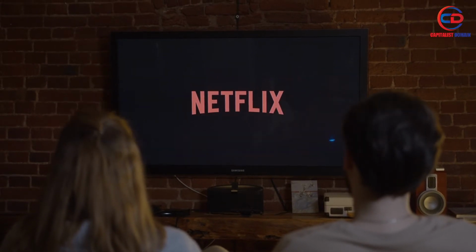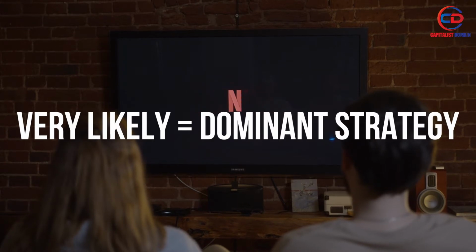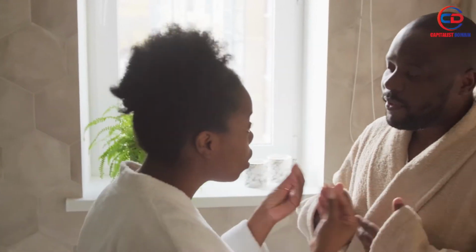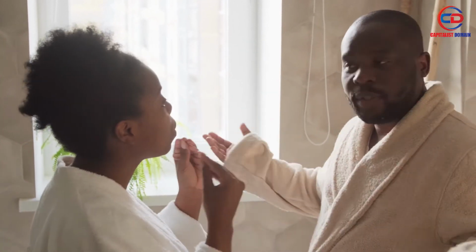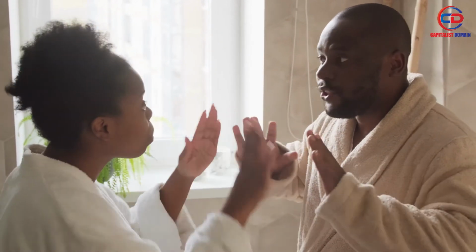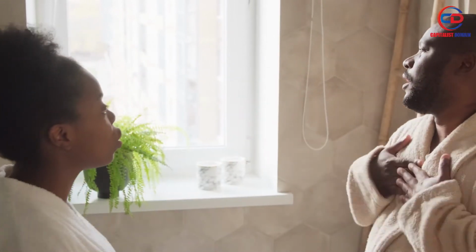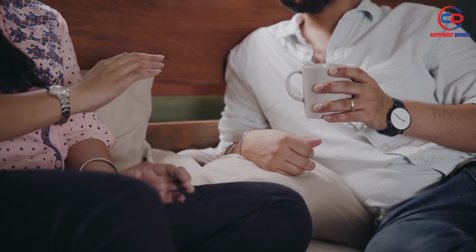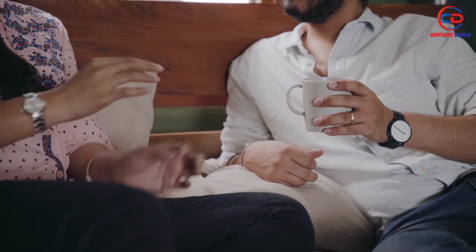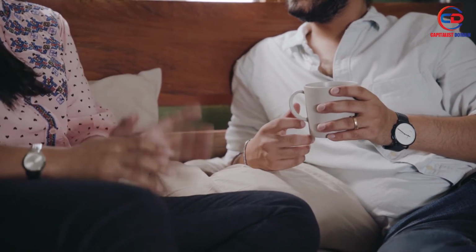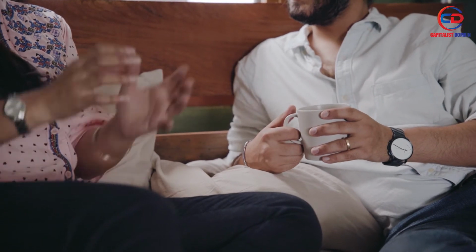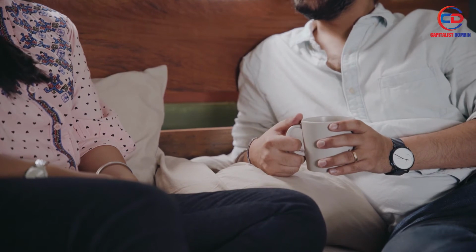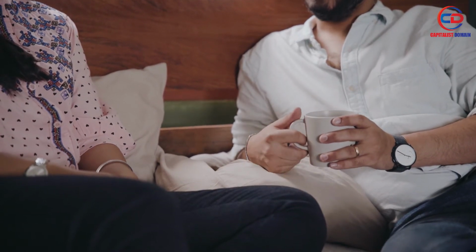If one person is very likely to get their preferred outcome, then they have a dominant strategy. For example, if the person who wants to go to the ballet is very likely to get their way, then their dominant strategy is to go to the ballet. On the other hand, if neither person is very likely to get their preferred outcome, then they have a mixed strategy. In this case, each person would randomly choose either the ballet or the boxing match.